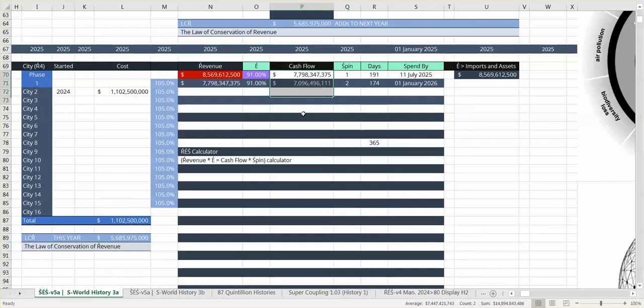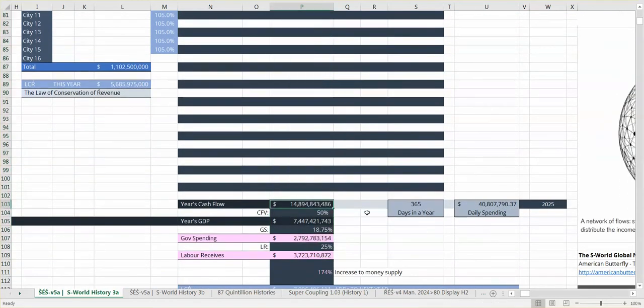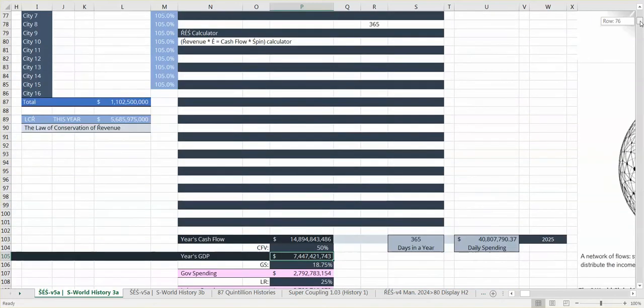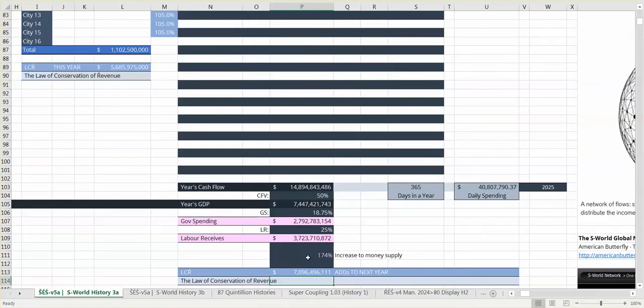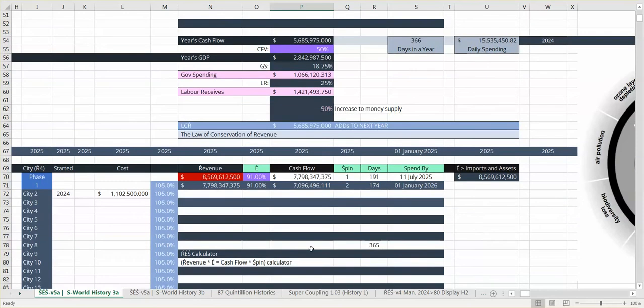But we've doubled the cash flow here. So we go down here, and the cash flow is now 14.8. GDP is up to 7.4 billion. And this isn't much in comparison to what we'd be getting from the deposit rate technique, i.e., we're 174% increase to money supply. Whereas if you had a billion, put it in a bank, that bank lent it out nine times, that would be 900%. So we're nowhere near 174, but we're only at two spins. By the time we get to about eight, nine spins, we start to create more money than can be created in the current US deposit system.